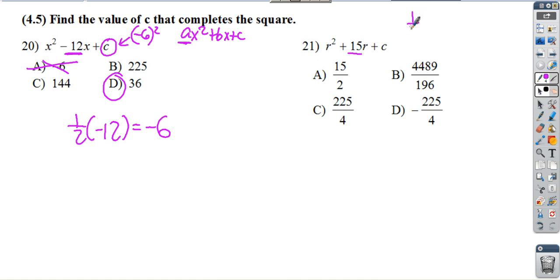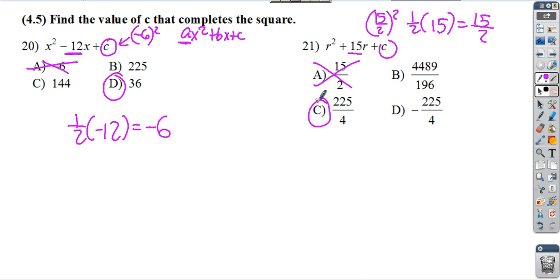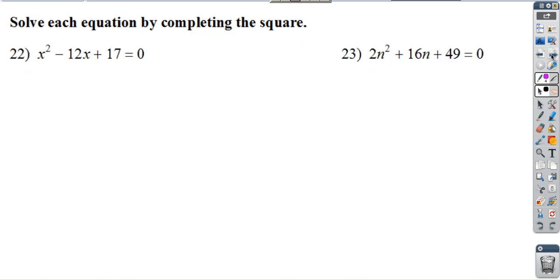Same thing right here. We'll take half of 15, and that's 15 over 2. Once again, 15 over 2 is not what c is supposed to equal. c is supposed to equal 15 over 2, the whole thing squared. That's the pattern that all perfect squares follow. 15 over 2 squared is 225 over 4. Okay, now we'll use this to actually solve some equations.